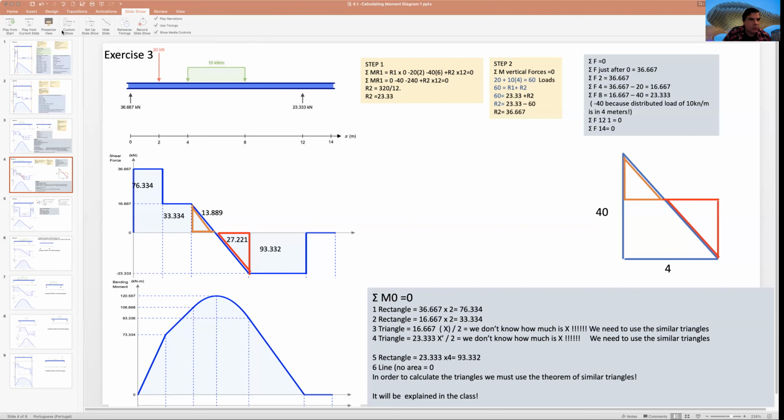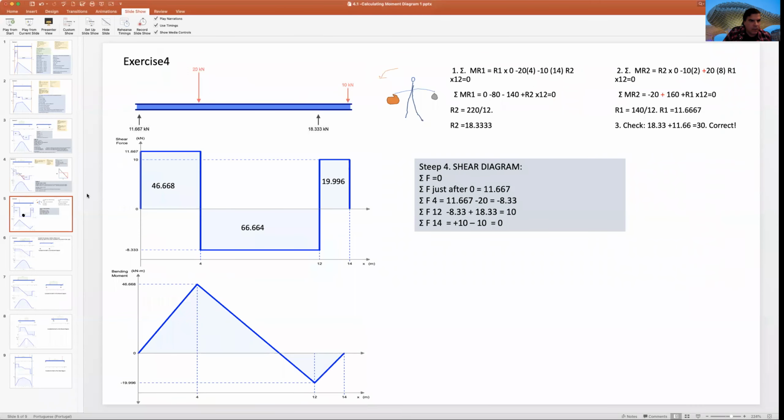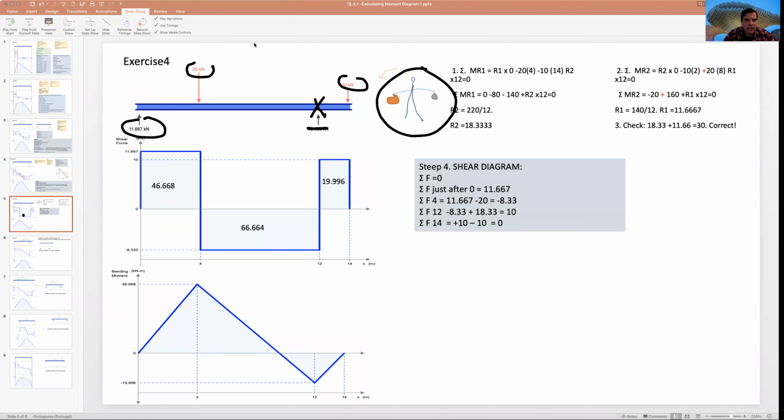Okay, I will go to the next one. The next one is easier. We have two forces, and what is complicated here is that because the forces are in different sides, you know that the calculation of the reactions will be a little bit complicated because some of them will be negative. If you calculate the moment here, to eliminate this reaction and calculate that one, you know that 10 have a different sign of 20. That's why we have the figure of the little guy there.